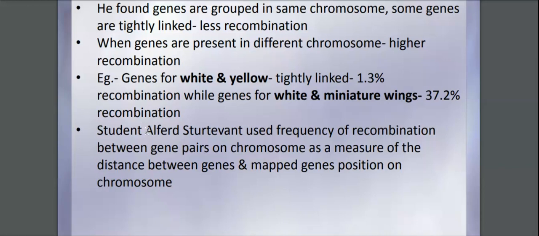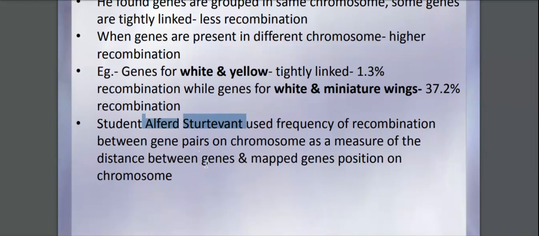Making use of this, it was Alfred Sturtevant, who was again a student of Morgan, who used these frequencies of recombination to map genes. What he said was that there is a distance between genes on chromosomes, and that can be easily told from the frequency of recombinations. If the genes are tightly linked, they will show fewer recombinations. If they are loosely linked, as we saw in this case, they will show higher recombinations. He gave birth to the concept of gene maps, which are very important in genetic studies today. Where exactly a gene is located on the chromosome is indicated in a gene map.